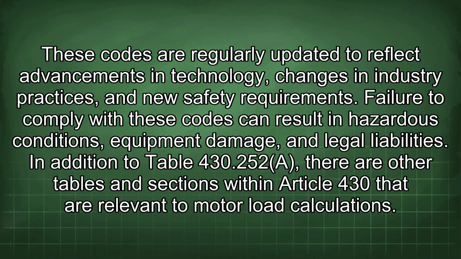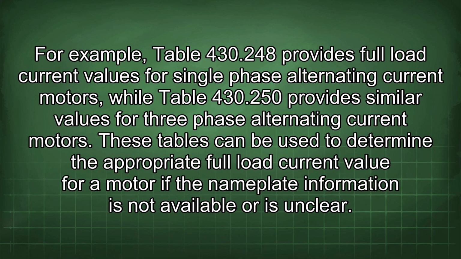In addition to Table 430.252a, there are other tables and sections within Article 430 that are relevant to motor load calculations. For example, Table 430.248 provides full load current values for single-phase alternating current motors, while Table 430.250 provides similar values for three-phase alternating current motors. These tables can be used to determine the appropriate full load current value for a motor if the nameplate information is not available or is unclear.